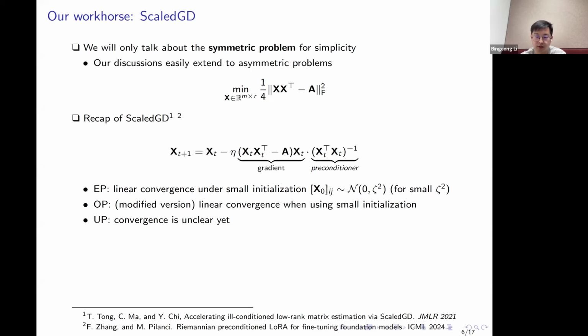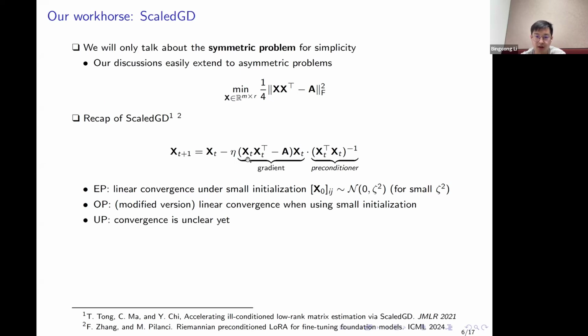The workhorse for us today is not really gradient descent. It's actually an optimization algorithm called scaled gradient descent, ScaledGD. This algorithm is not super popular in the machine learning community, but was quite popular in the signal processing community because it converges really fast. The idea is quite simple. So this is its update, where this eta is a learning rate.